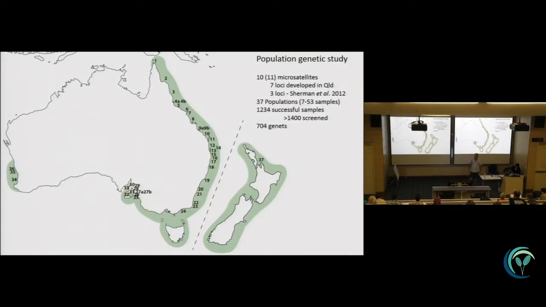We have developed many loci ourselves, but in this study we used 7. Craig Sherman developed another set of loci. The population sizes ranged between 7 and 53 samples, with about 4,000 samples screened and 1,234 worked. It's a fairly clonal species, and in the end we got 704 unique genetic units.